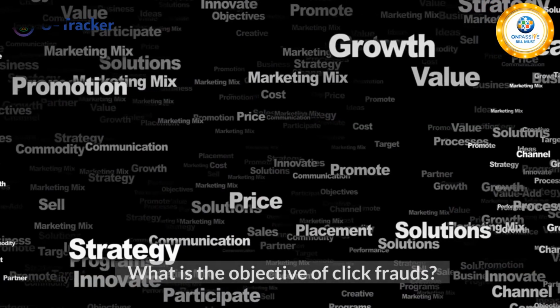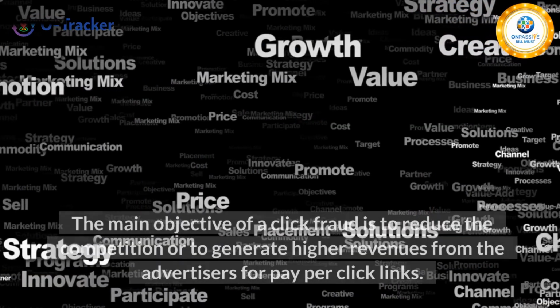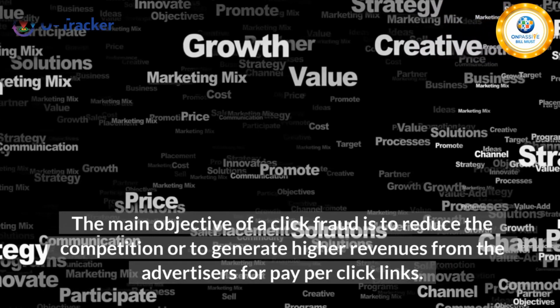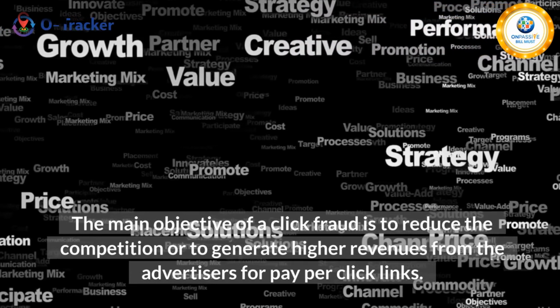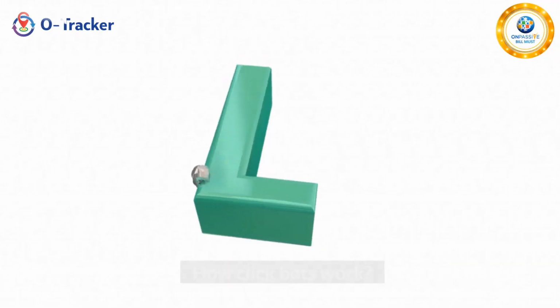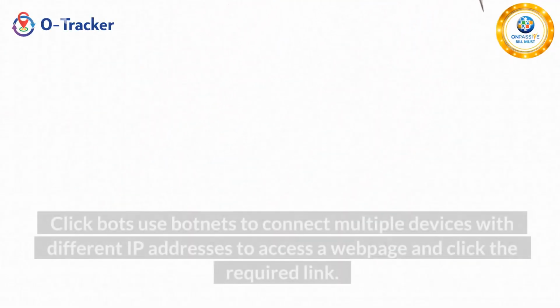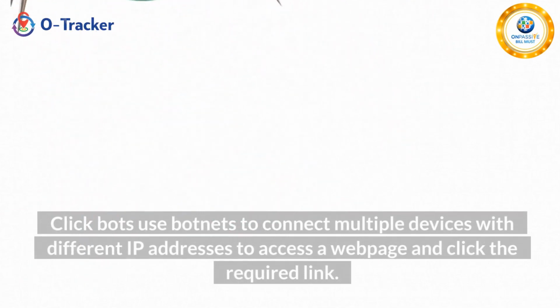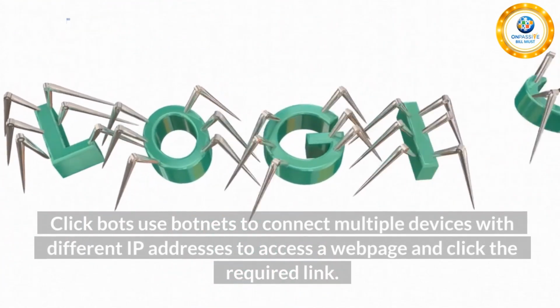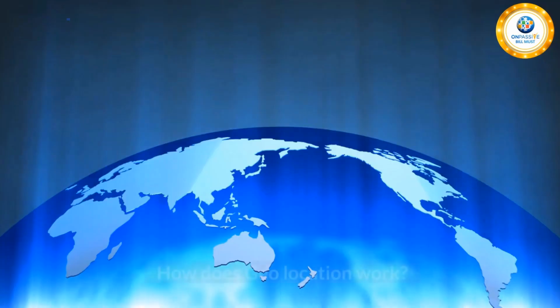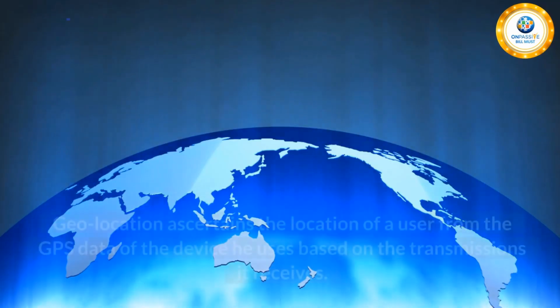What is the objective of click fraud? The main objective of a click fraud is to reduce the competition or to generate higher revenues from the advertisers for pay-per-click links. How do clickbots work? Clickbots use botnets to connect multiple devices with different IP addresses to access a web page and click the required link. How does geolocation work?